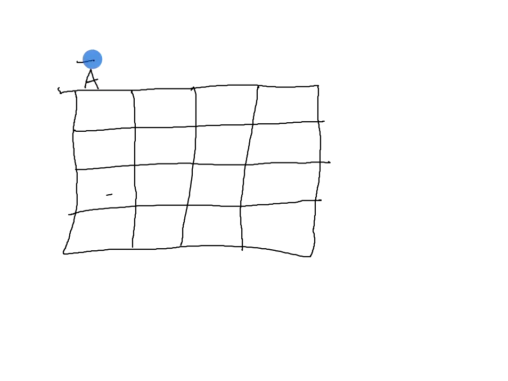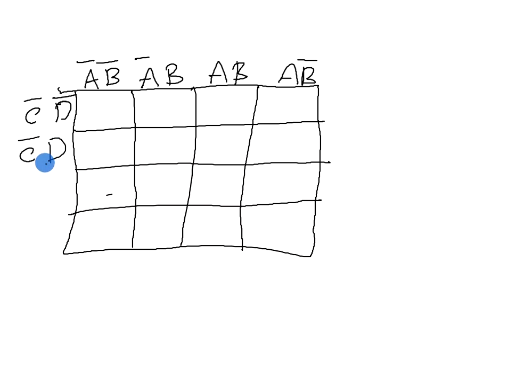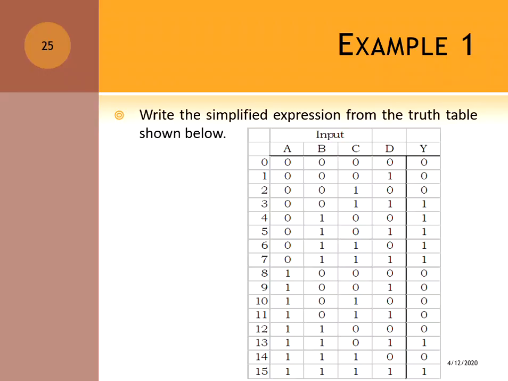So A bar B bar, A bar B, A B, A B bar. C bar D bar, with 4 variables: C bar D, C D, C D bar. When you draw the K-map, please follow the arrangement, because if not, it will affect your answer. So let's plot. How many ones do we have? 1, 2, 3, 4, 5, 6, 7.